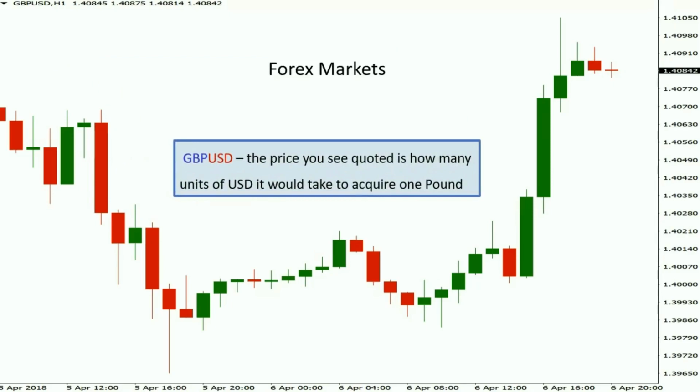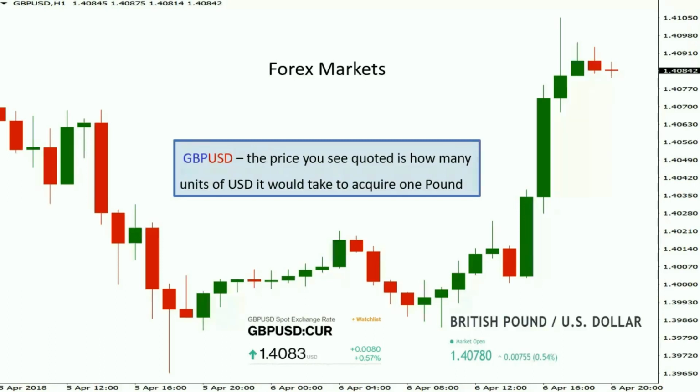This is the pound dollar market. Now, the price you see quoted is how many units of USD it would take to acquire 1 pound. So for each and every pound, and it doesn't matter if you see it in a newspaper or on the television, in whatever capacity, you will see the quoted price, which is the exchange rate for the number of US dollars, because it is the quote currency, in exchange for the base currency, which is the British pound.